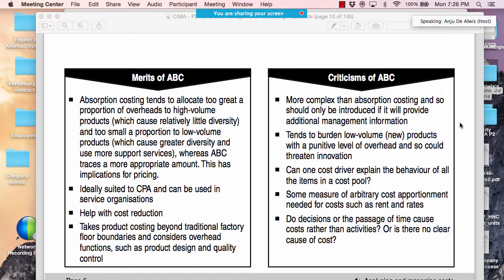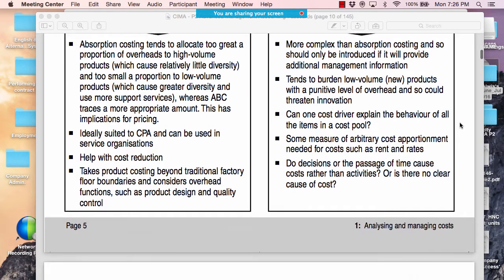Do decisions or the passage of time cause costs rather than activities? Even certain costs may change during 2-3 years, and then you need to change your whole system again. So you can see it will become a big issue when it comes to setting up these costs and how you are trying to manage it. But of course, absorption costing also has its own issues, but it is a less complex thing to manage.